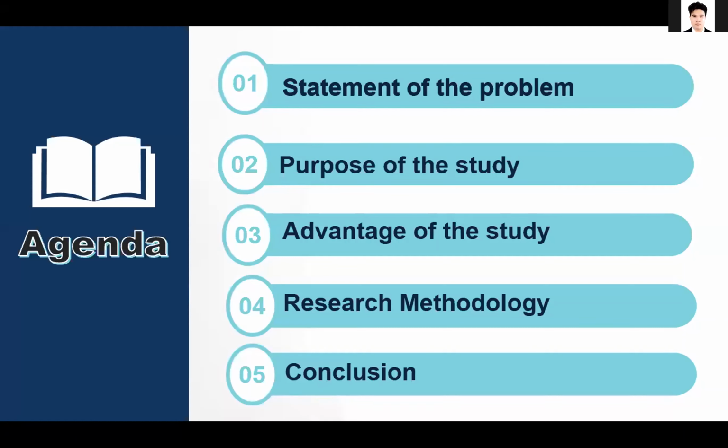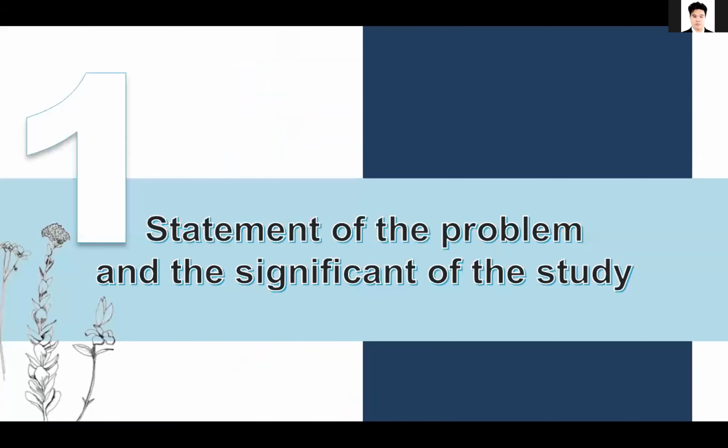I will start with the statement of the problem, and then I will talk about the purpose of the study, next the advantage of the study, and then the research methodology, and the last one is the conclusion. The first one is the statement of the problem and significance of the study.